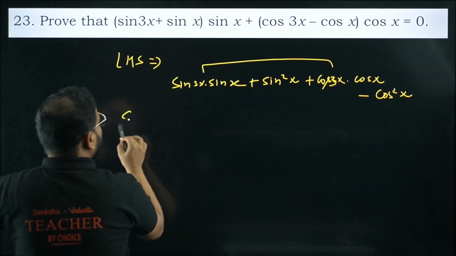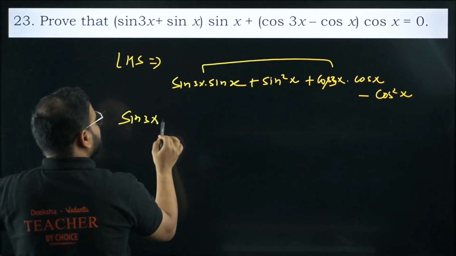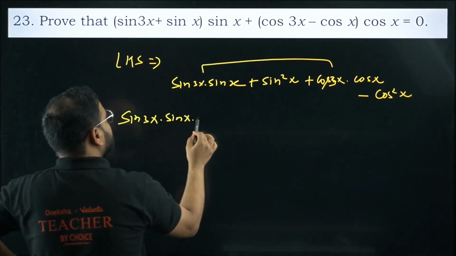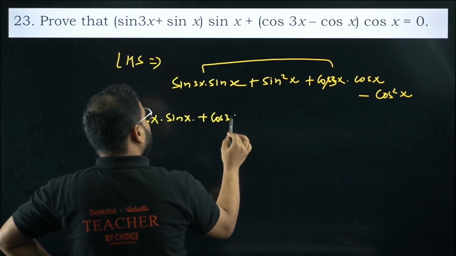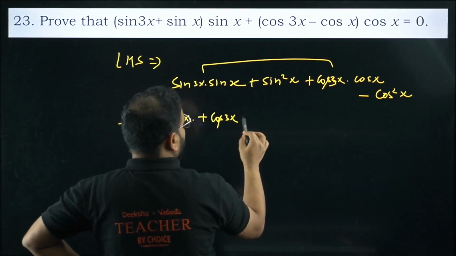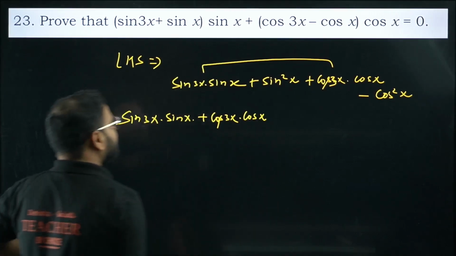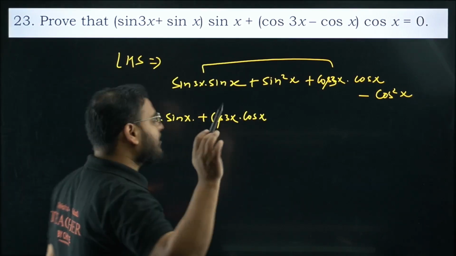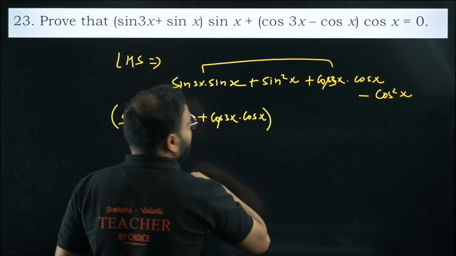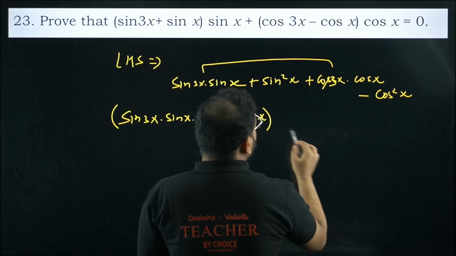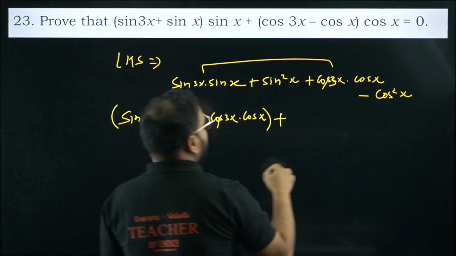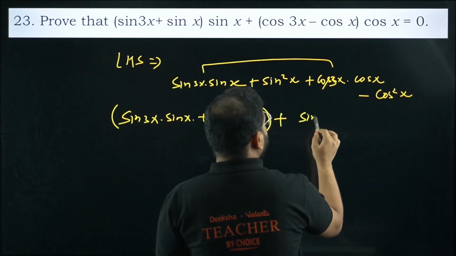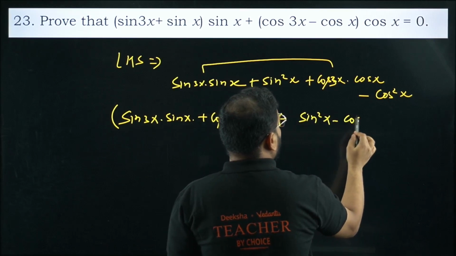I get this as sin 3x sin x plus cos 3x cos x. Why did I do that? Sin A sin B, cos A cos B. It will make a formula, a trigonometric identity. Over here, what I have, check this out. It will become plus sin square x minus cos square x.